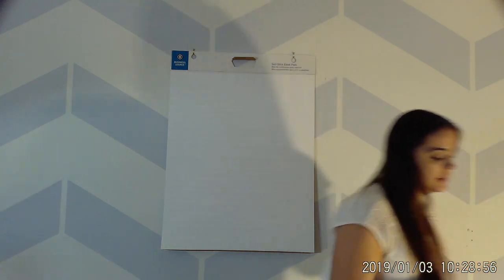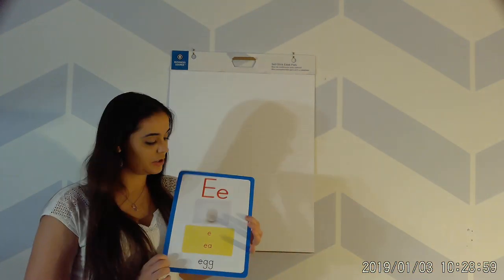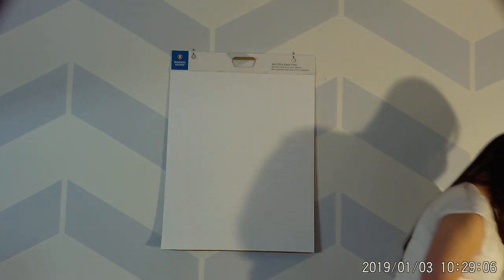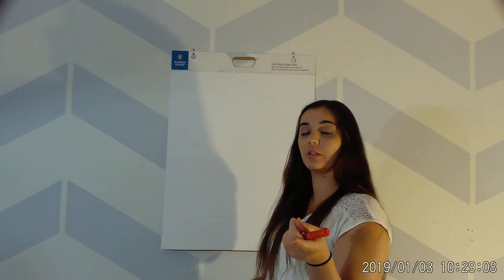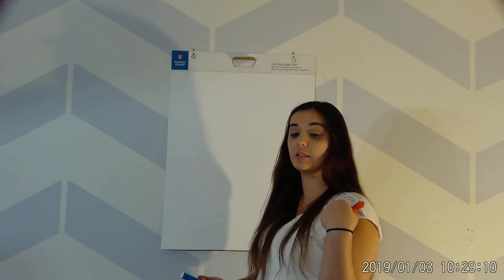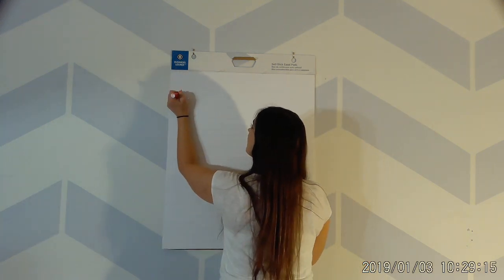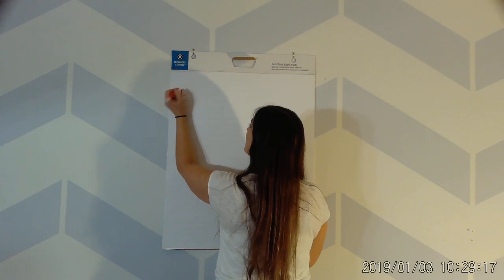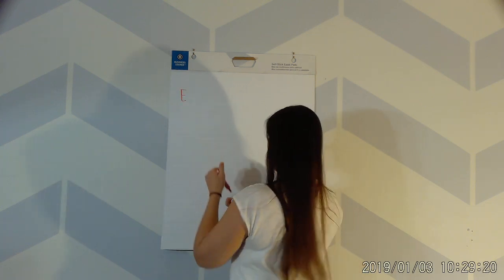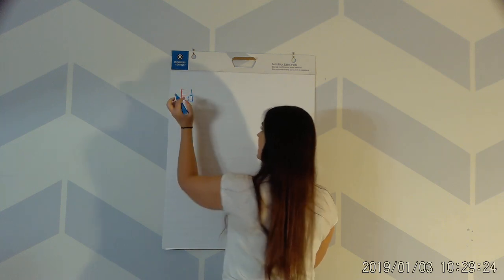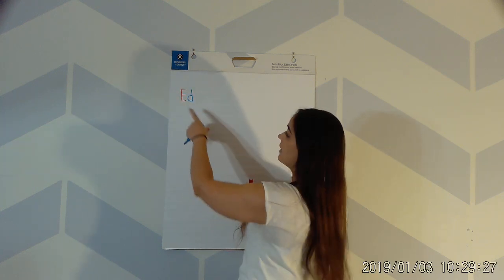So the card we're going to be working on today is the short E sound. So what does E say? Like egg. Alright, so our first word, ed. Your turn. Ed. So E says eh, and D says da. Let's blend. Ed.